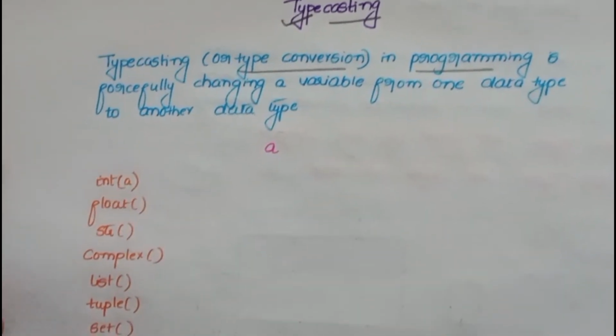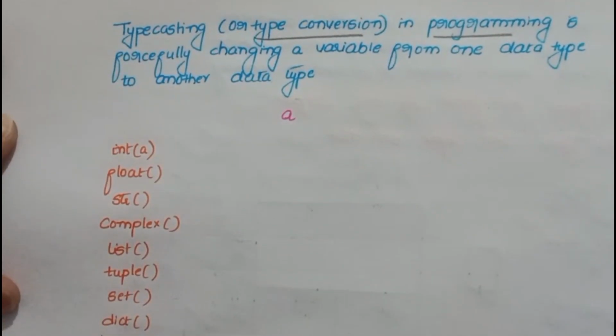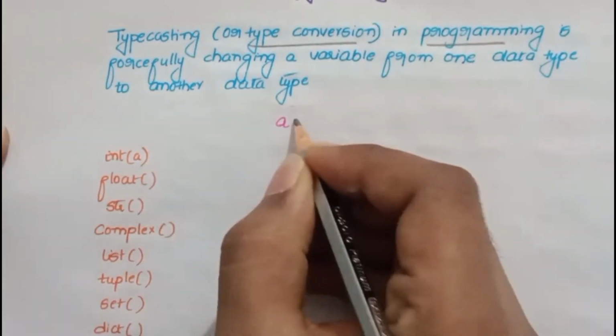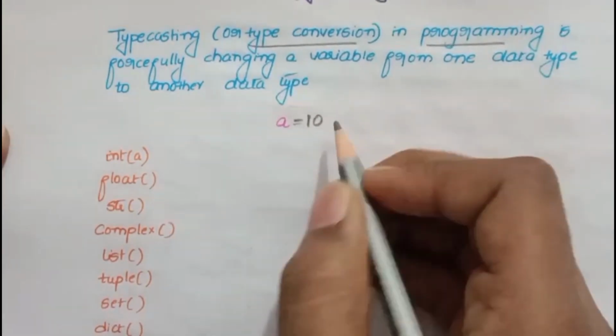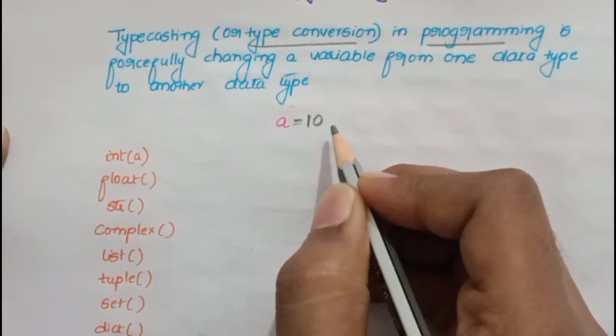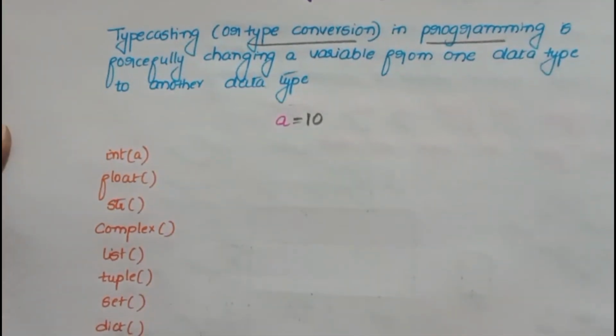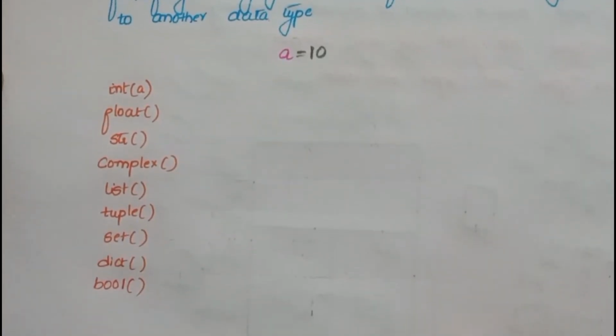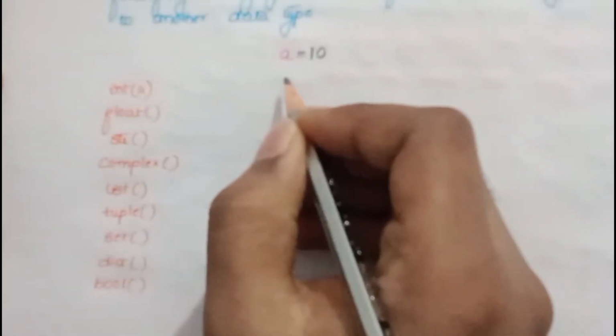Let's see how typecasting is done in Python. Let's say we have a variable a and it is storing 10. By default, Python treats every integer as int data type. So a is of int data type. Now you want to convert that a from int to float. How to convert?